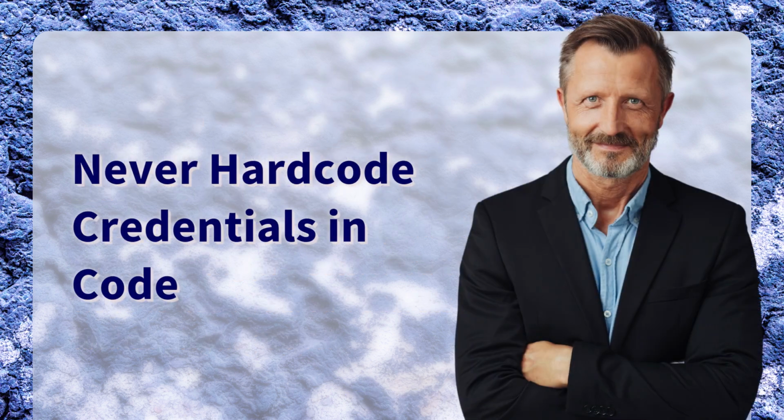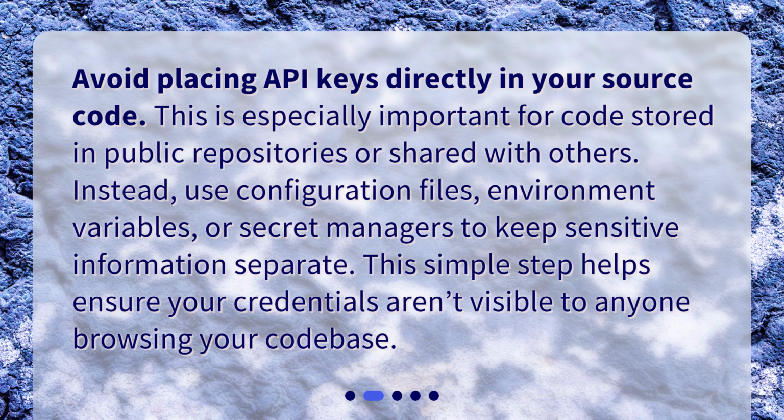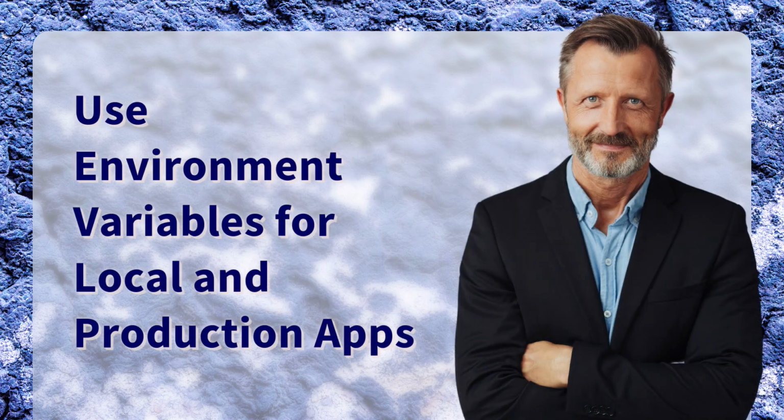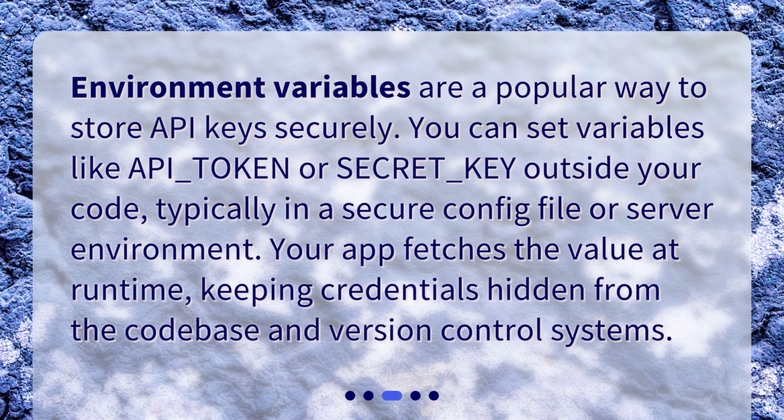Never hardcode credentials in code. Use environment variables for local and production apps. Environment variables are a popular way to store API keys securely. You can set variables like API token or secret key outside your code, typically in a secure config file or server environment. Your app fetches the value at runtime, keeping credentials hidden from the codebase and version control systems.